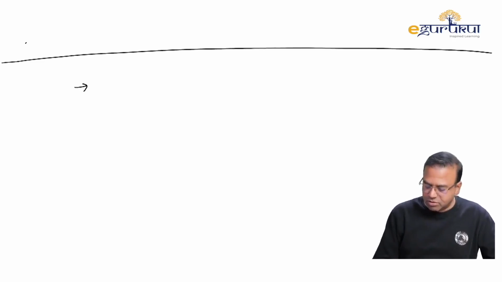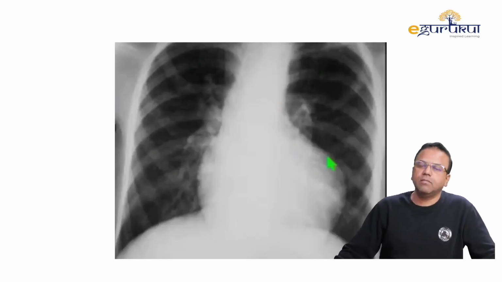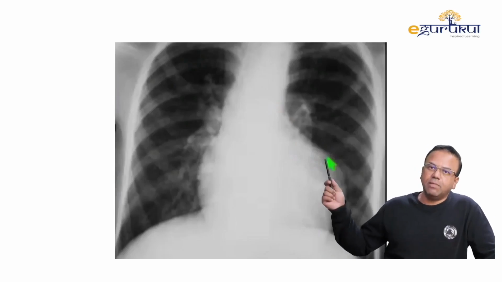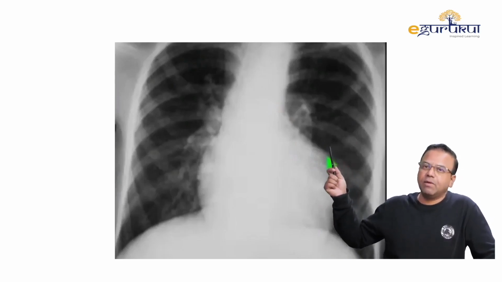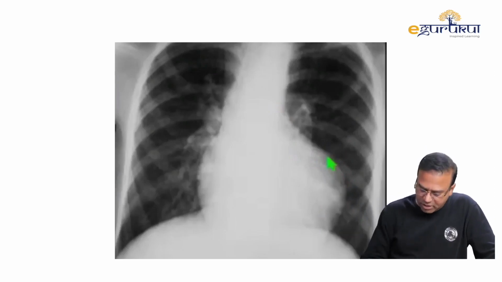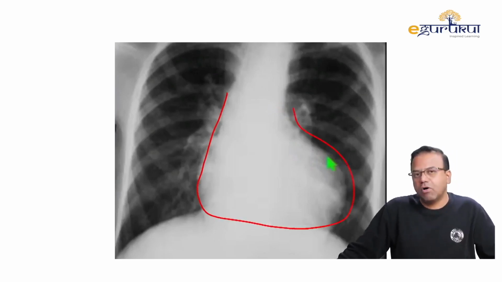Okay, this boot-shaped heart is also referred to as a coeur en sabot. Coeur en sabot. So you can see here, this is the boot-shaped heart. You can clearly make out that the pulmonary vascular markings are hardly there, so there's a pulmonary oligemia. You can make out the shape of the heart kind of looks like a boot. Okay, it's a boot-shaped heart, also referred to as a coeur en sabot.